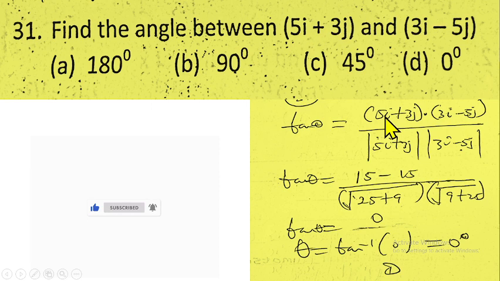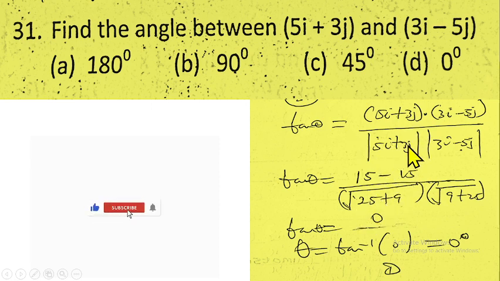So we have 5i dot 3i. Dot also means times. So that gives us 15. i times j will give us 0, so that means I will multiply i with i, and j with j. So 3j multiplied by minus 5j will give us minus 15 as well.